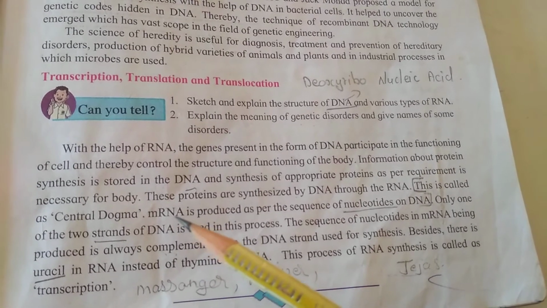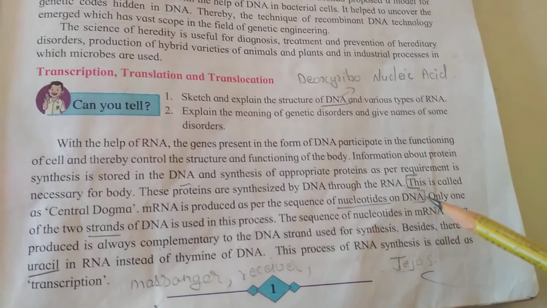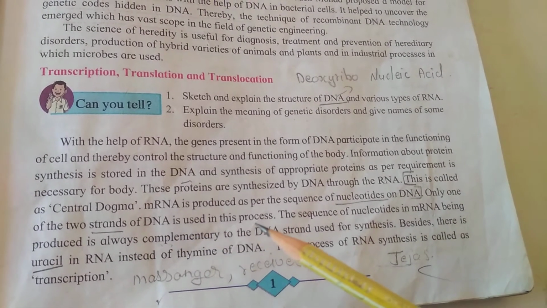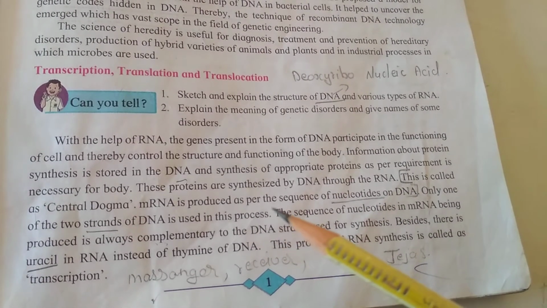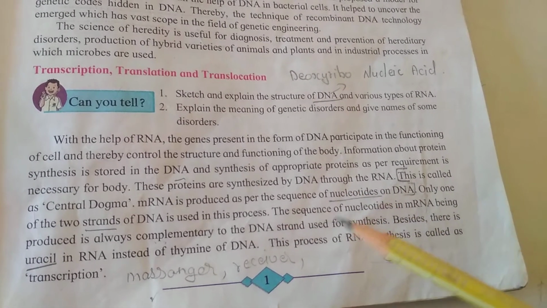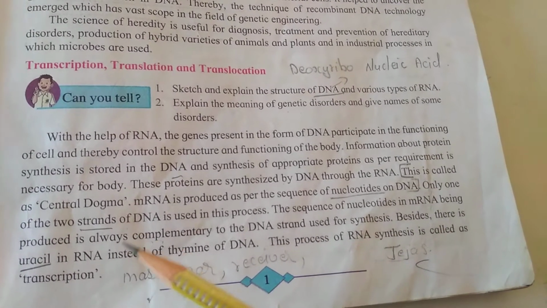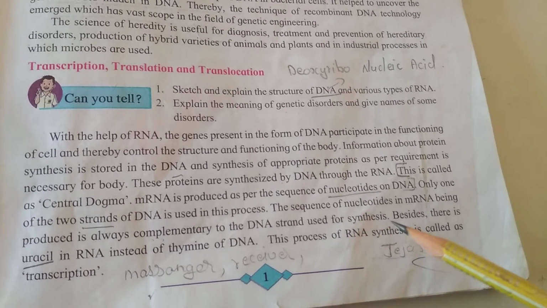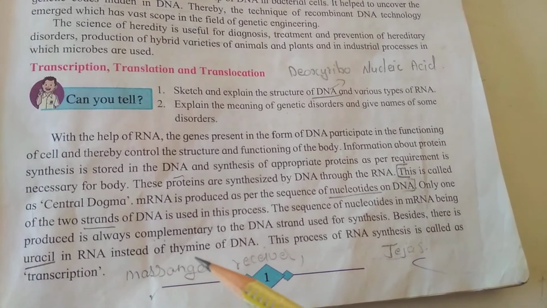mRNA, that is the messenger RNA, is produced as per the sequence of nucleotides on DNA. Only one of the two strands of DNA is used in this process. The sequence of nucleotides in the messenger RNA being produced is always complementary to the DNA strand used for synthesis. Besides, there is uracil in RNA instead of thymine.